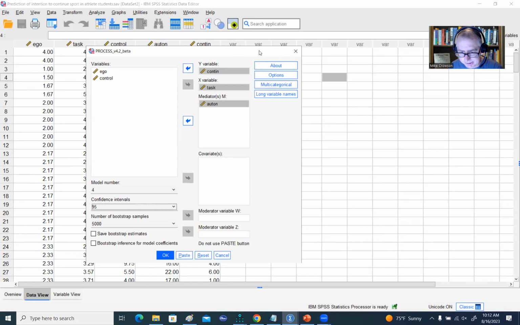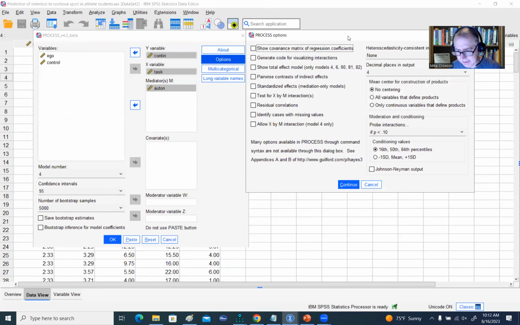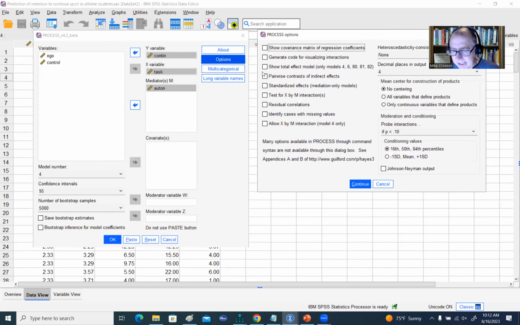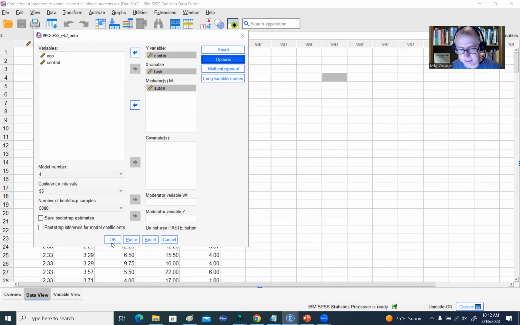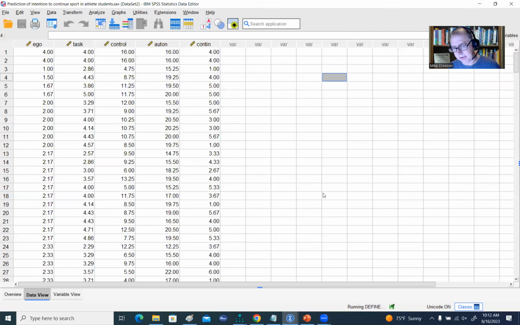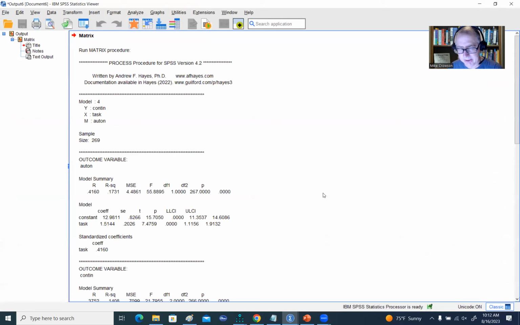So under options, what we'll select is we'll go ahead and select show total effect model, and we'll go ahead and select standardized effects. And really that's all we're going to be working from in this particular example. So we'll click on continue and then on OK. And I should also mention too that when we are running the data that we're working with, we're basically assuming that all variables in our data set during our analyses are continuous.